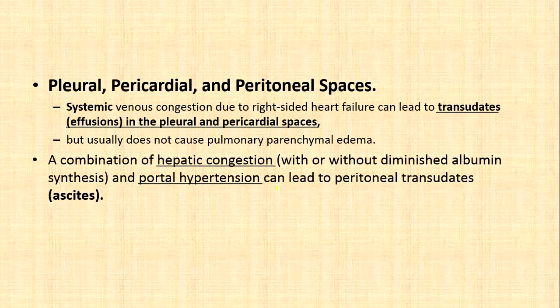There will be development of edema, transudate in the pleural and pericardial spaces. You have already studied the difference between transudate and exudate in third year. When there is a combination of hepatic congestion and portal hypertension, it can eventually lead to transudate in the peritoneal cavity. This is known as ascites.